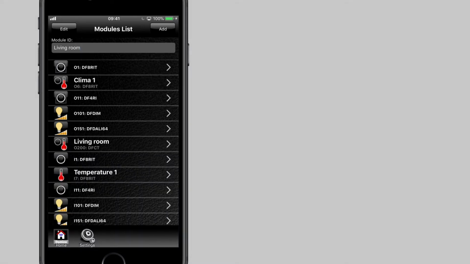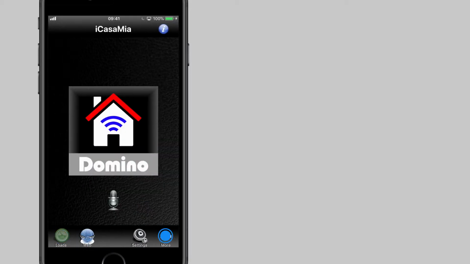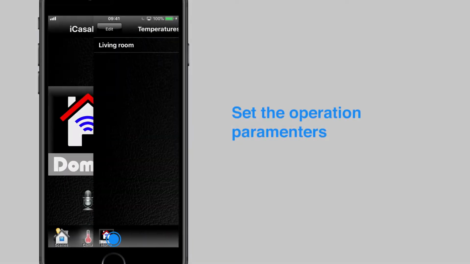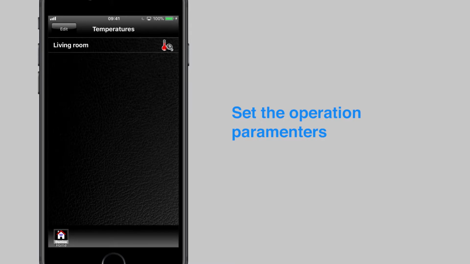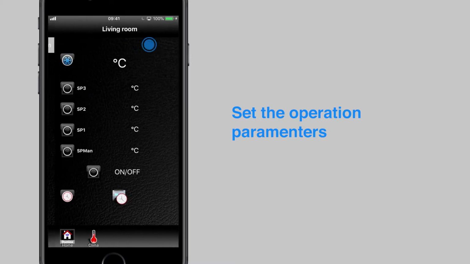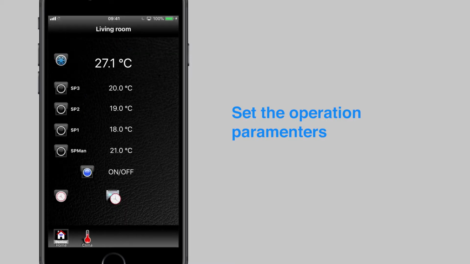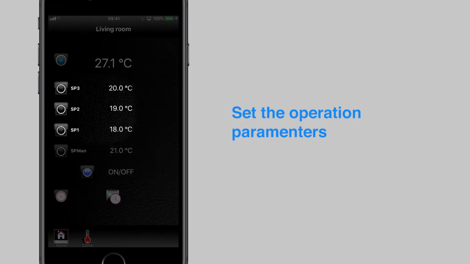To see the parameters of the climate zone, go back to the main page by clicking on Home and then click on the temperature icon. In the upper part of the temperature screen, select a specific climate zone in order to see the screen where it is possible to set the working parameters like set points, automatic manual, and the weekly schedule.